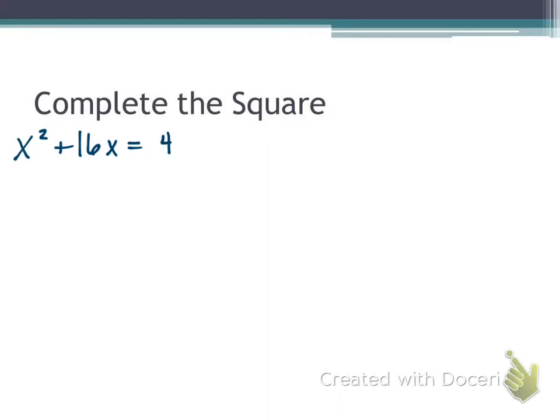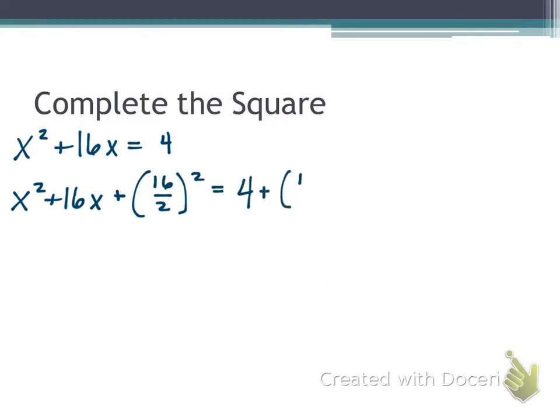So I've got to add in that third term. And how am I going to do that? What do I do? 16 over 2 and then square it, because it's b, which is 16, divided by 2 squared. Then whatever I do to one side, I've got to do to the other. What's 16 divided by 2? 8. What's 8 squared?